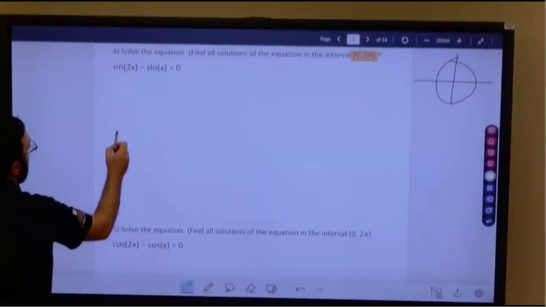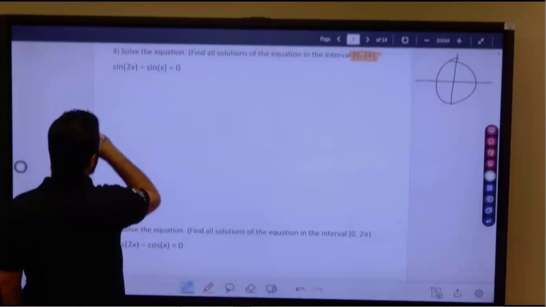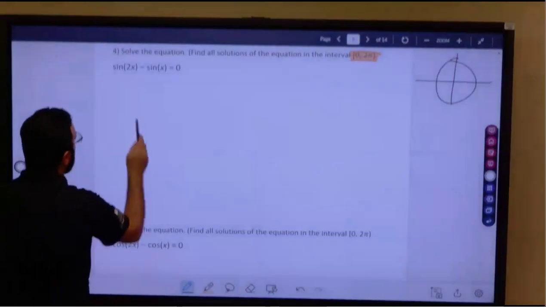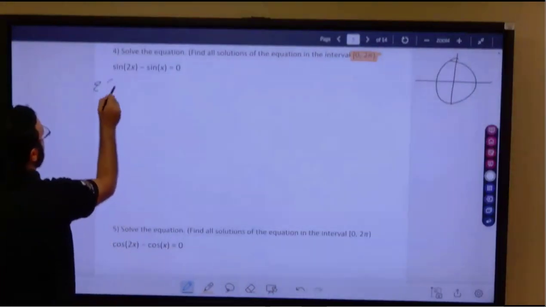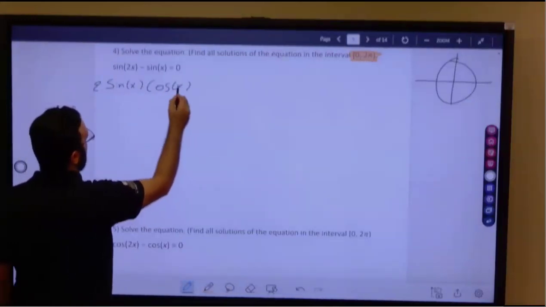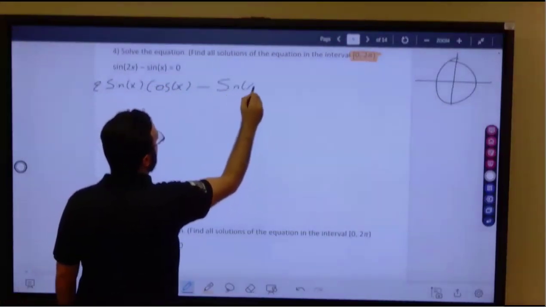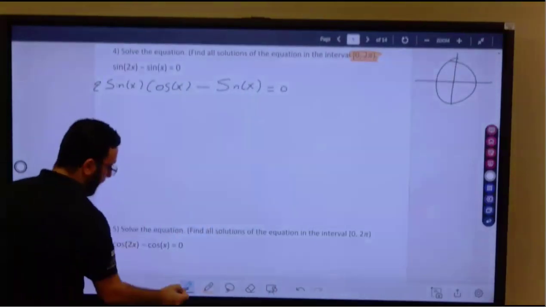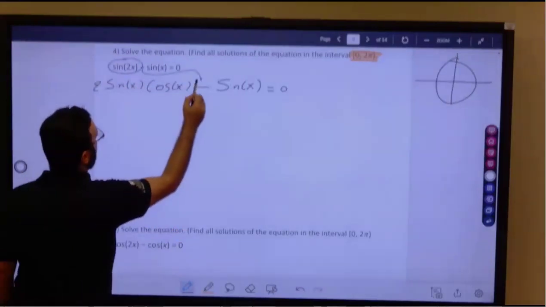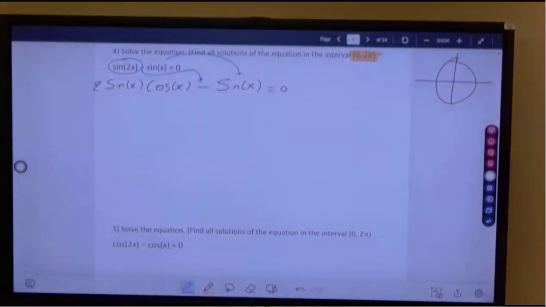First of all, sine squared x, I can't do anything with this one. But if you look at sine 2x, it is the double of the angle. That means yes, I can use the double angle formula. Sine 2x is going to be 2 sine x cosine x. And here's the minus sine x equals 0. So I'm using the double angle formula on this part, and here I write down the minus and write down sine x, exactly the same.